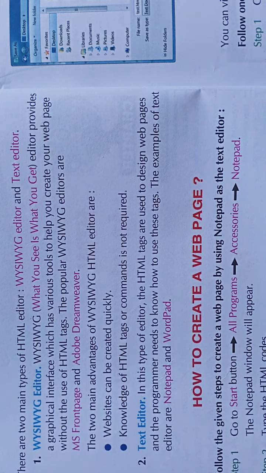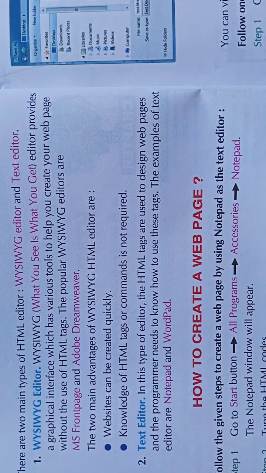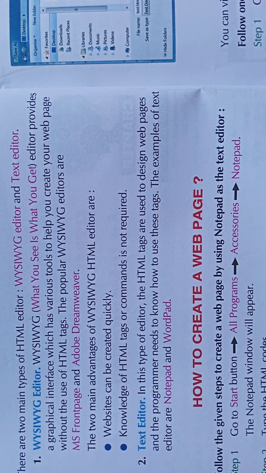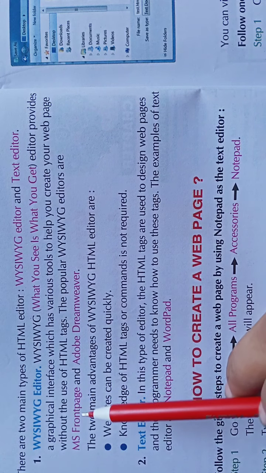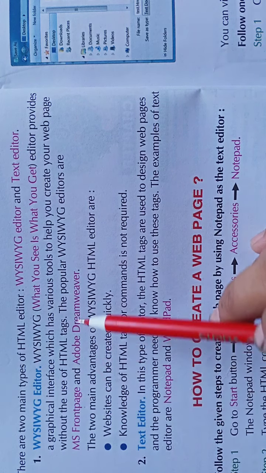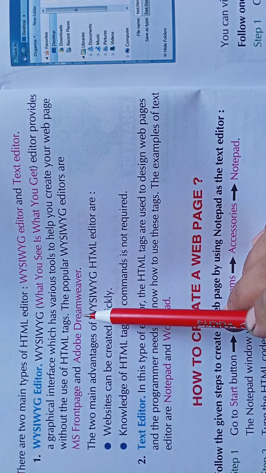Whatever color of the text you have used, the same color will appear in the output window, that is, in the browser's window. So here what you see, whatever is visible in front of you, the same is displayed in the output window. That is why we call it what you see is what you get. And the examples for this type are MS FrontPage and Adobe Dreamweaver.